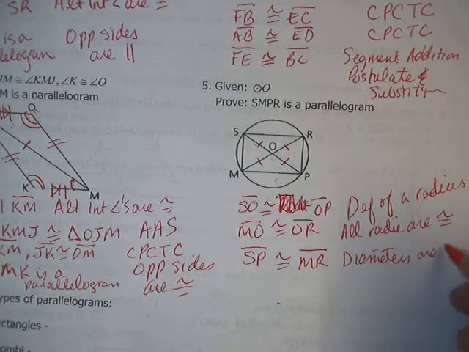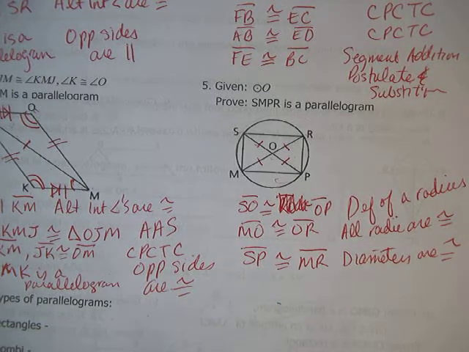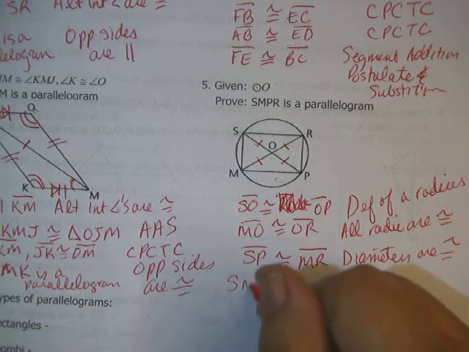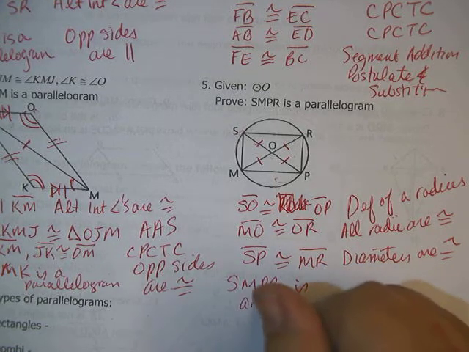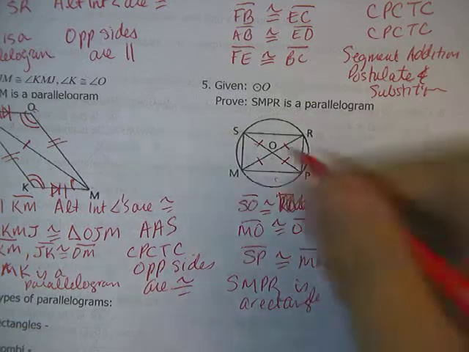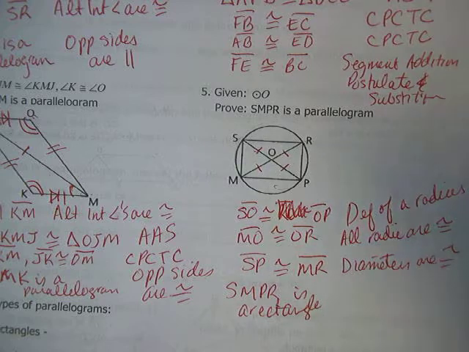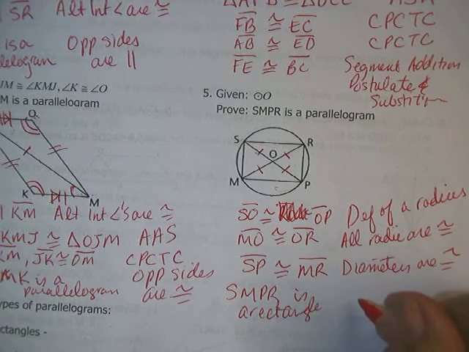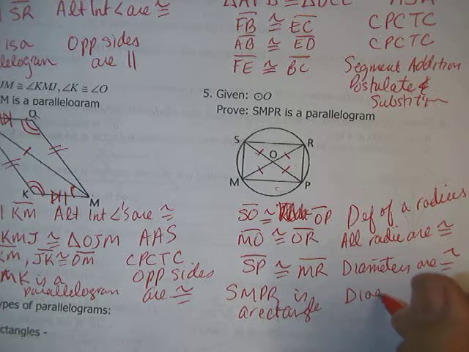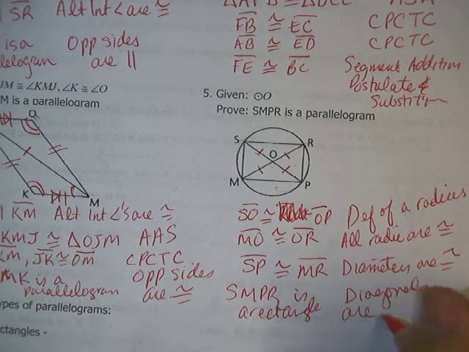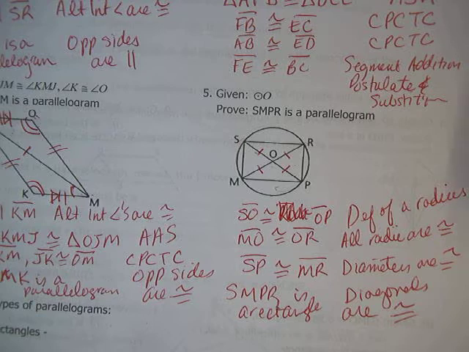I'm actually going to go ahead and jump. What I also know is that SP is congruent to MR. Aha, why is that? Well, the diameters should be congruent. They don't change as you go around a circle. Well, that tells you that SMPR is a rectangle. Doesn't matter how you do it. If you do two diagonals in a circle, you're going to get a rectangle. And that is because diagonals are congruent. And that's it.